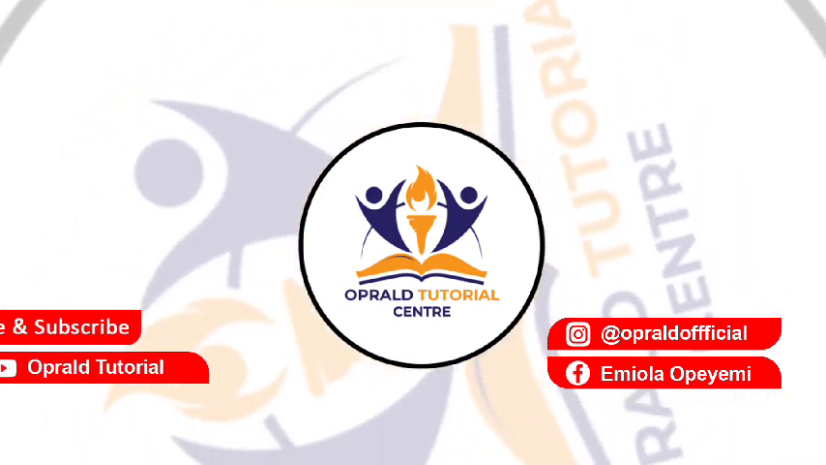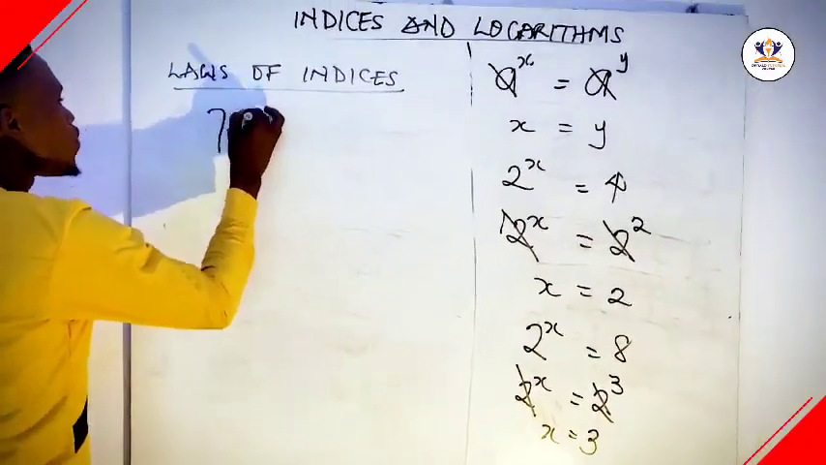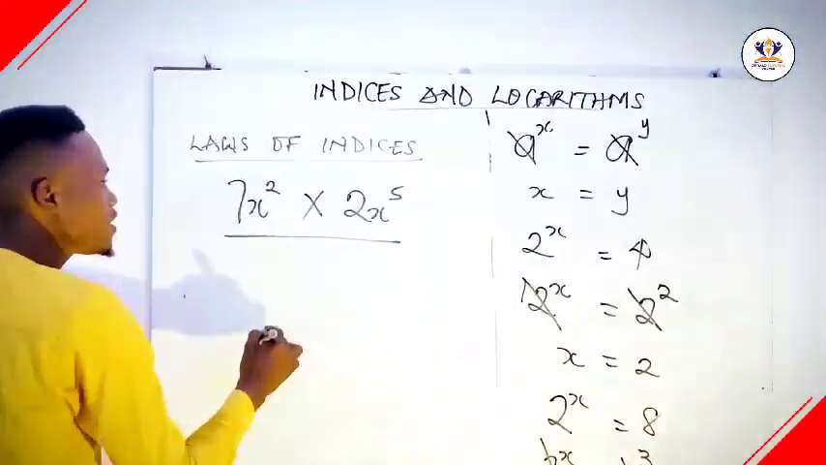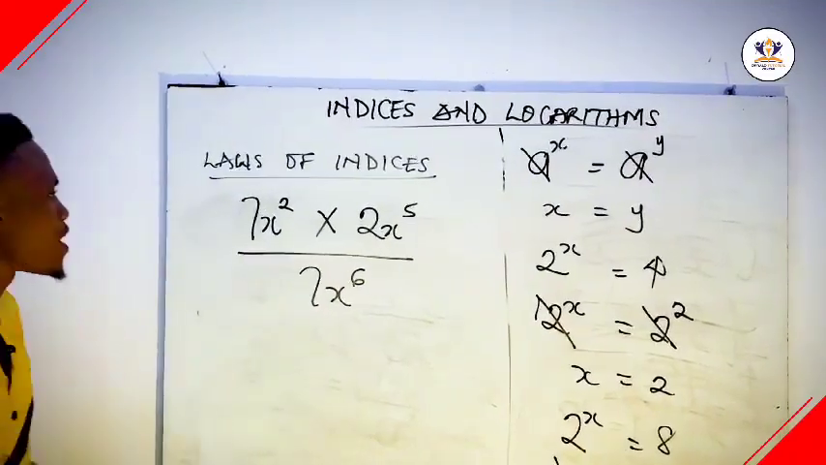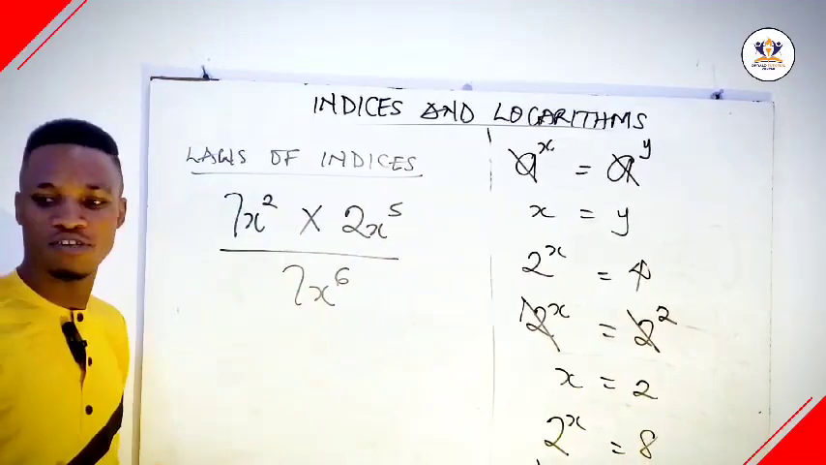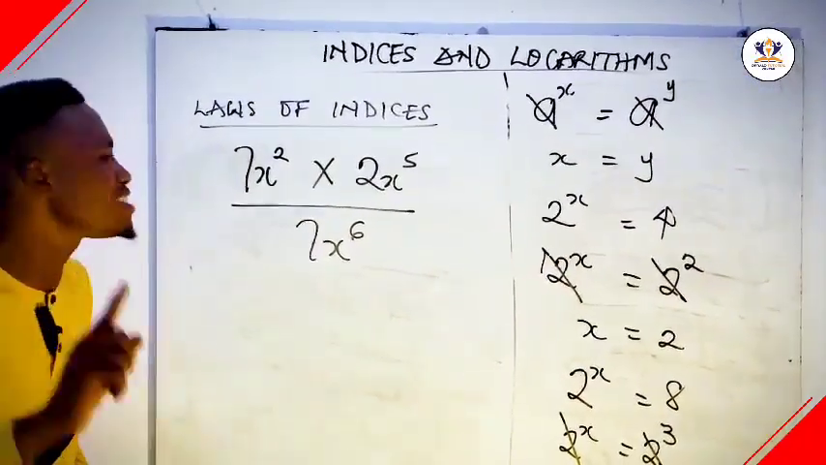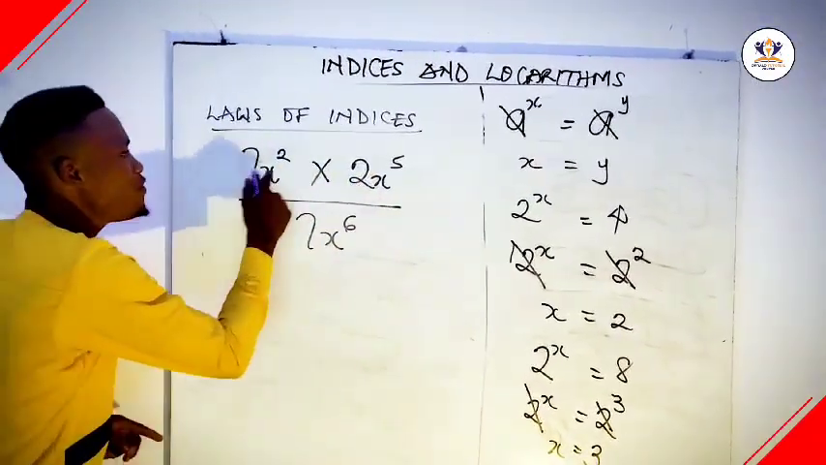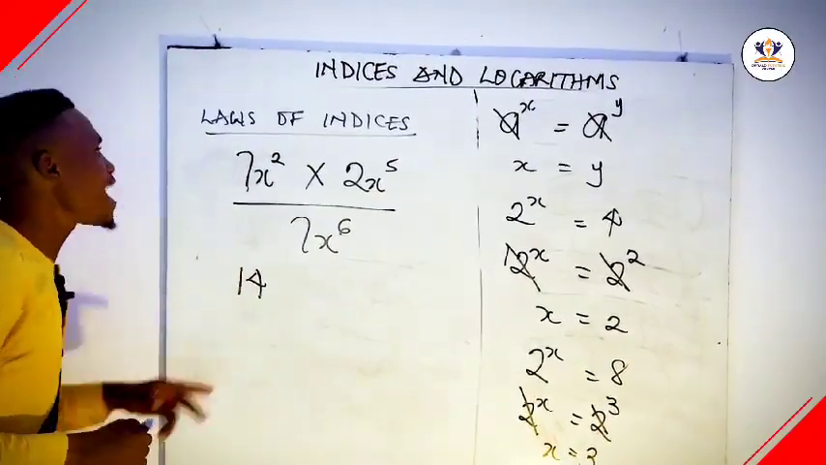Peradventure, we have a question like, simplify 7x squared times 2x raised to power 5, everything all over 7x raised to power 6. Now look at this. What will this one be? Everybody, one thing you have to do is that you first multiply the numbers you are having. Multiply 7 times 2, what's that? That is 14.